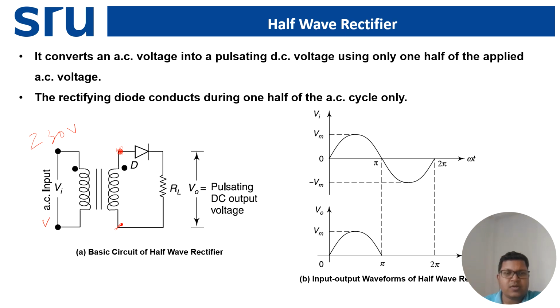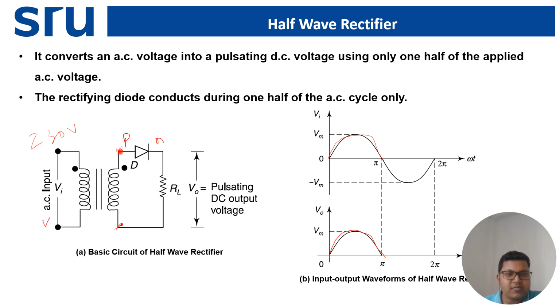Now see, when the positive half of the AC signal comes, because this positive side is connected to the P side. This is the P side and this is the N side, right? So when the P side is connected with the positive, the diode is in forward bias condition. So it is conducting and working like an on switch. That is why at this half we are getting the output of that diode as per the waveform.